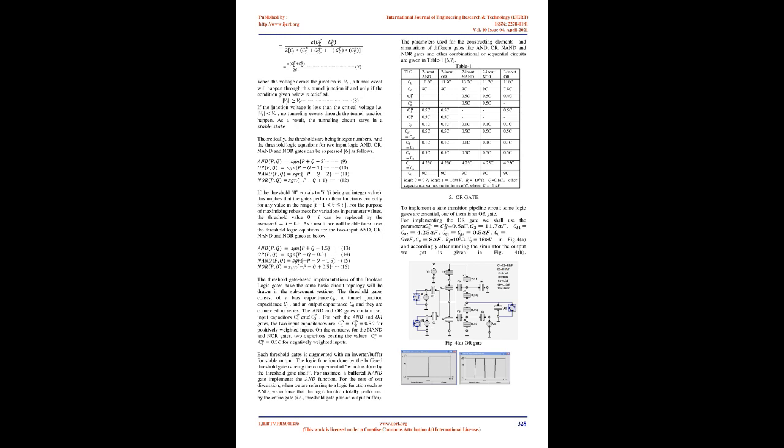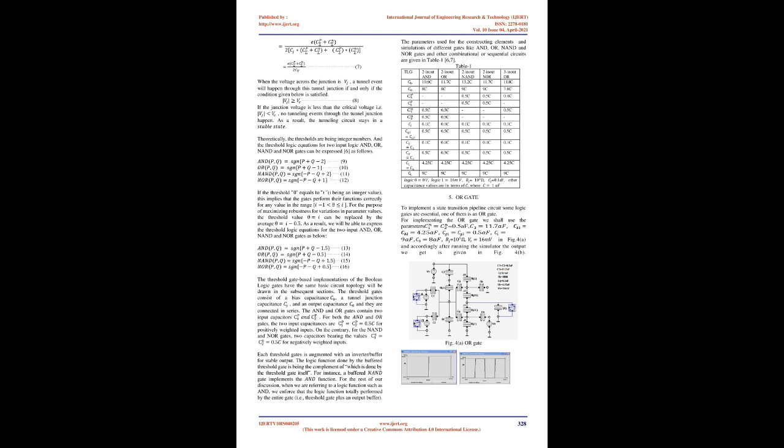These are for positively weighted inputs. On the contrary, for the NAND and NOR gates, two capacitors bearing the value C1n equals C2n equals 0.5 are used for negatively weighted inputs. Each threshold gate is augmented with an inverter/buffer for stable output. The logic function done by the buffered threshold gate is the complement of that done by the threshold gate itself. For the rest of our discussion, when we refer to a logic function, we mean that the logic function is totally performed by the entire gate, i.e., the threshold gate plus an output buffer.